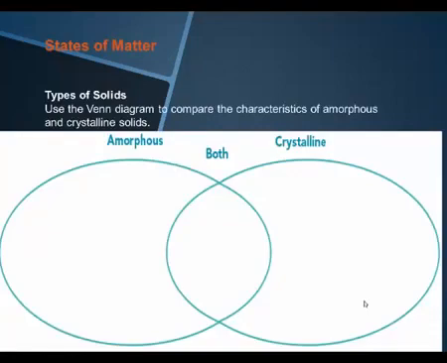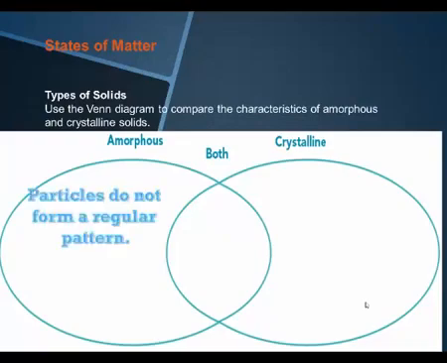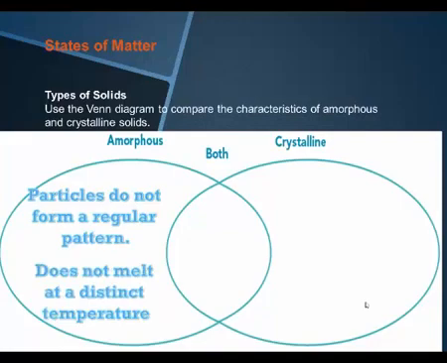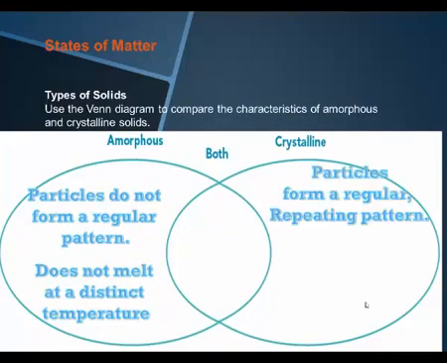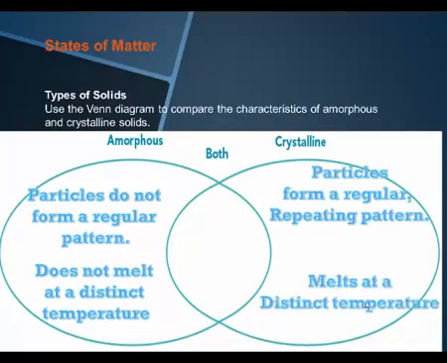So a Venn diagram. Use the Venn diagram to compare the characteristics of amorphous and crystalline solids. So an amorphous solid: the particles do not form a regular pattern, and it does not melt at a distinct temperature. Particles form a regular repeating pattern in crystalline solids, and they melt at a distinct temperature. The relationship between the two: they both have definite shape and definite volume because they are both solids.